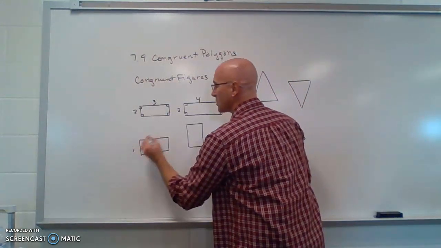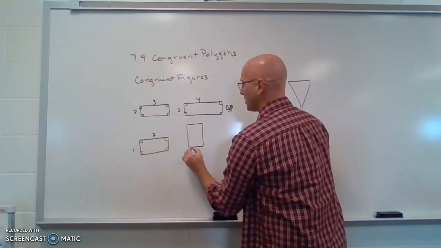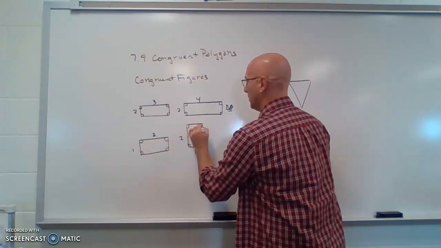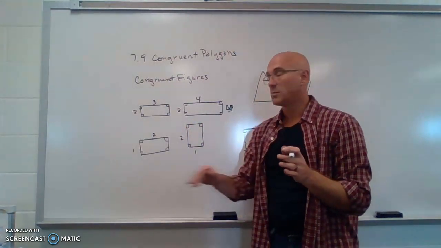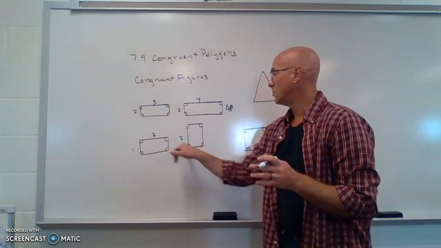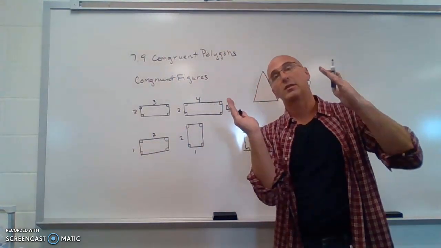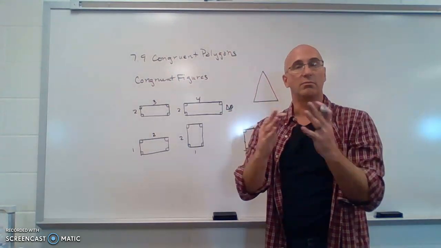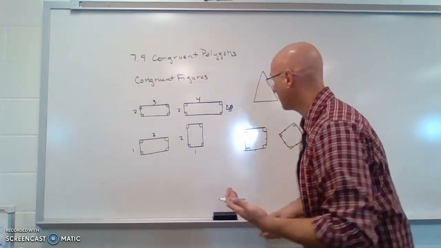Now, if I said this was a 1 by 2 rectangle and this was a 1 by 2 rectangle, okay, these would be congruent. 1 by 2, 1 by 2. Just because this one's pointing in a different direction does not mean it's not congruent. It has a different orientation, we say.